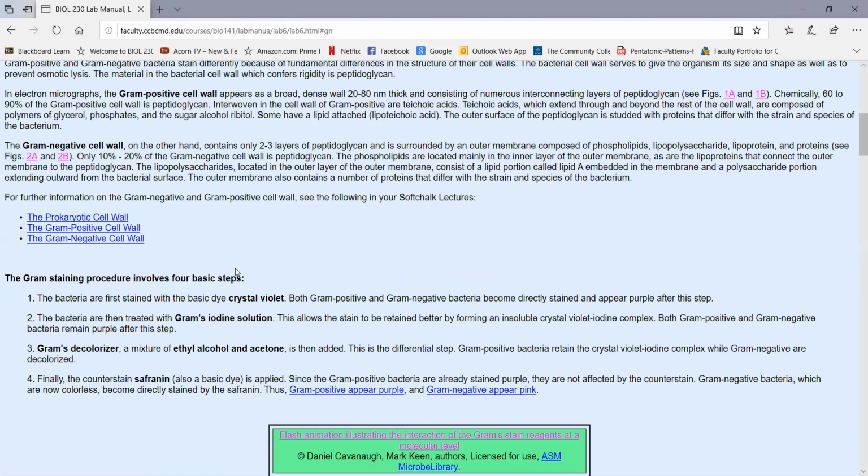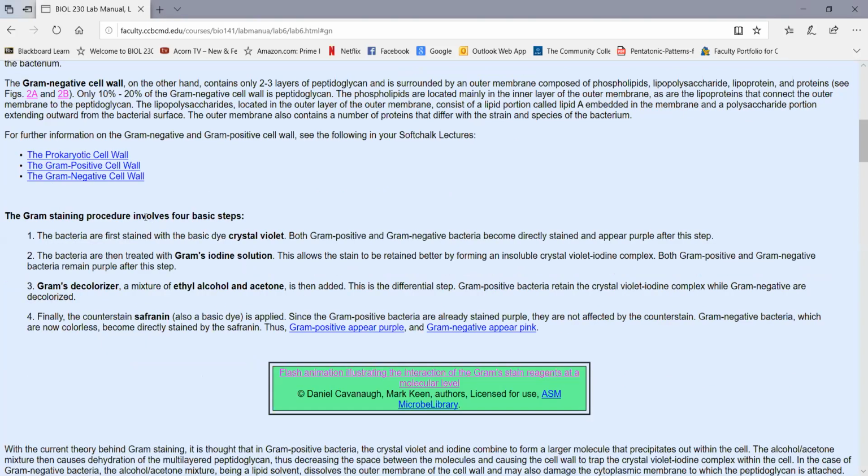Now, one of the first things we have to realize about the gram stain is that it's not a stain, but a 4-step staining procedure. So first, we stain the bacteria with the basic dye crystal violet. And a basic dye, remember, gives you a direct stain. So after step 1, both gram-positive and gram-negative bacteria are simply directly stained and appear purple, the color of the crystal violet. The second step is we treat the bacteria with Gram's iodine solution.